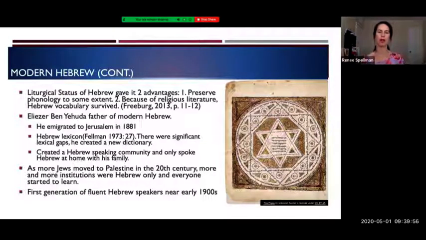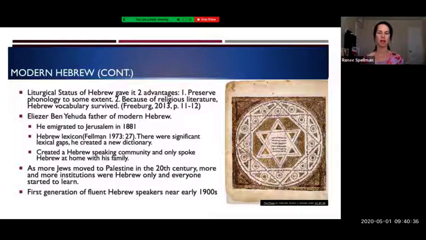So you've probably heard of Eliezer ben Yehuda. He's the father of modern Hebrew. He emigrated to Jerusalem in 1881. He was very determined to bring Hebrew back as a spoken language. And so he only spoke Hebrew at home with his children. And he tried to gather other friends and colleagues that would also do the same, so that they could really develop a spoken Hebrew language. And he created the first modern Hebrew lexicon.